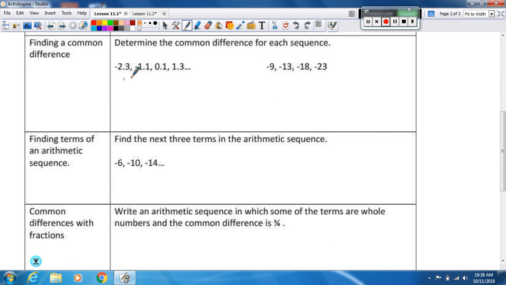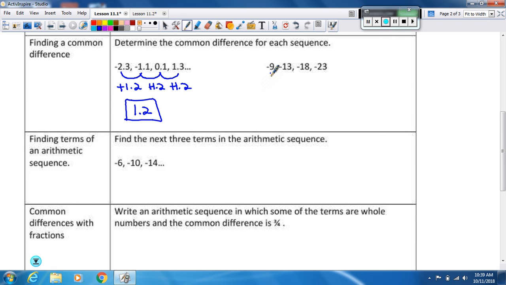Determine the common difference for each sequence. Okay, from -2.3 to -1.1 is adding 1.2. From -1.1 to 0.1, or 1/10, that's adding 1 2/10. And from 1/10 to 1 3/10, that's adding 1 2/10. So that's the common difference, 1 2/10.